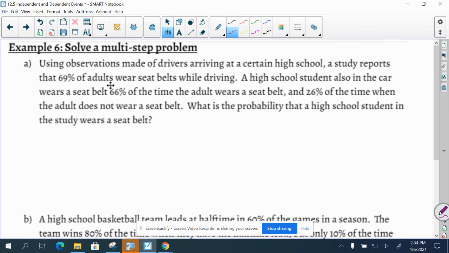Okay, so this says, using observations made of drivers arriving at a certain high school, a study reports that 69% of adults wear seatbelts while driving, and then a high school student also in the car wears a seatbelt 66% of the time that the adults are wearing the seatbelt, and then 26% of the time when the adult does not wear the seatbelt, which would be 31% of the time. What is the probability that a high school student in the study wears a seatbelt, including both if the parent wears the seatbelt and if the parent doesn't wear a seatbelt?